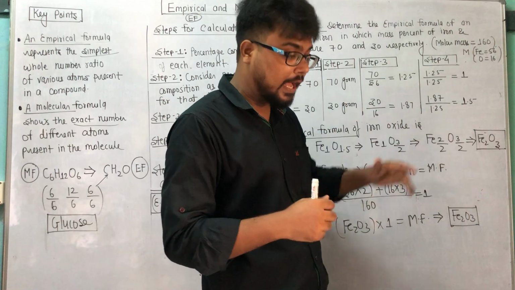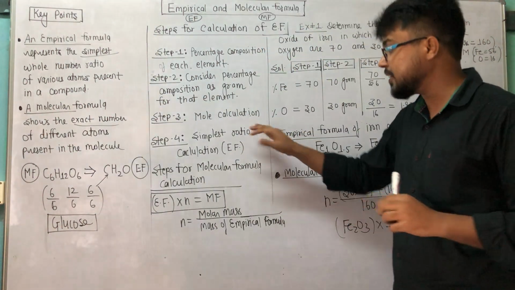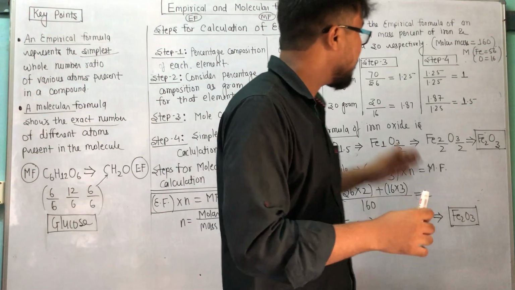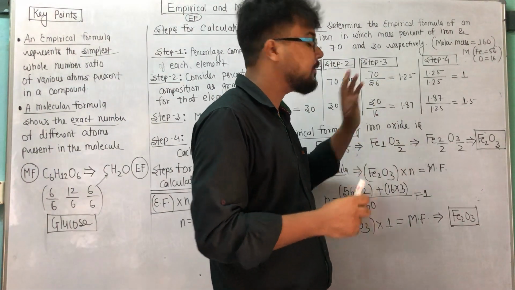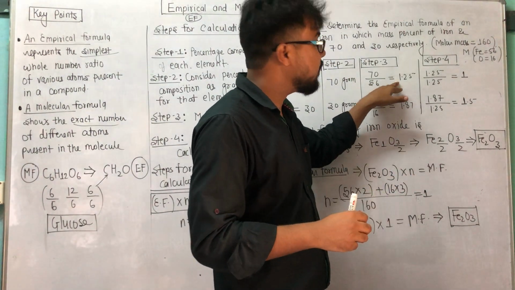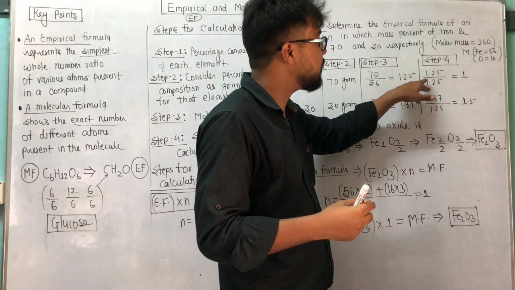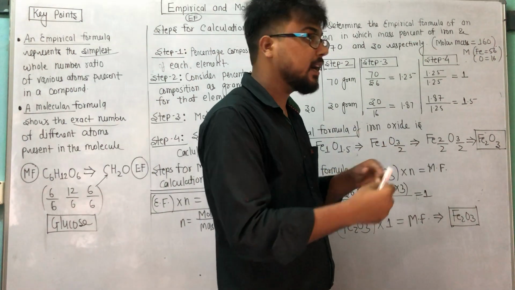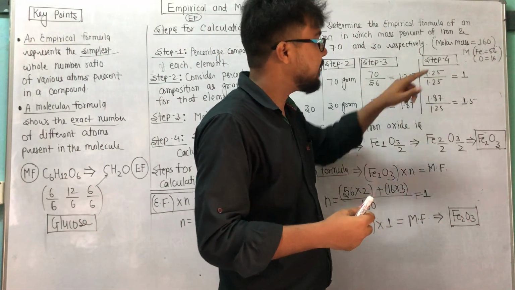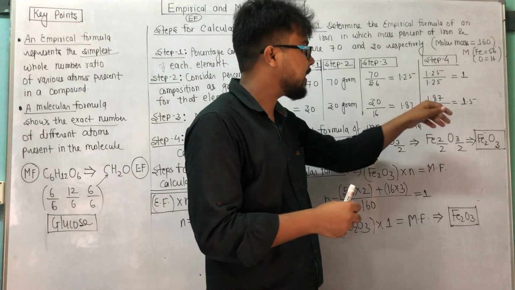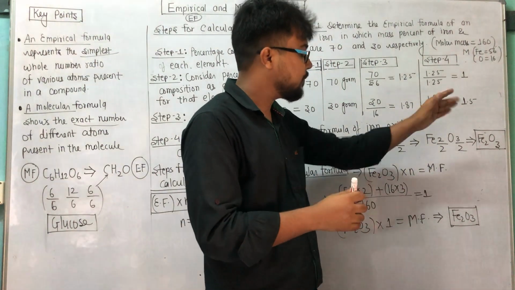In step 4 I have to calculate the simplest ratio. Simplest ratio means whichever value is the lowest among these, like 1.25 and 1.87. 1.25 is the lower one and 1.87 is the greater one. So I will divide both by 1.25. Here 1.25 divided by 1.25, the answer is 1, and further 1.87 divided by 1.25 will be 1.5.